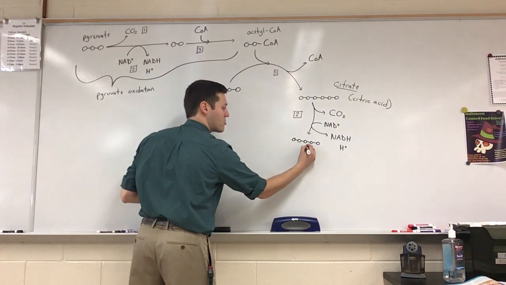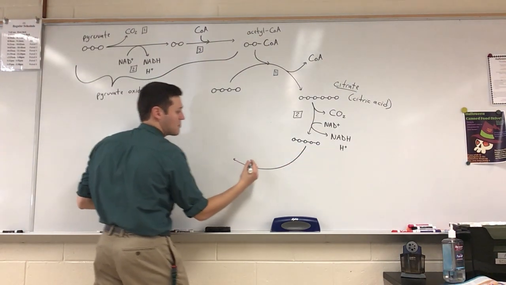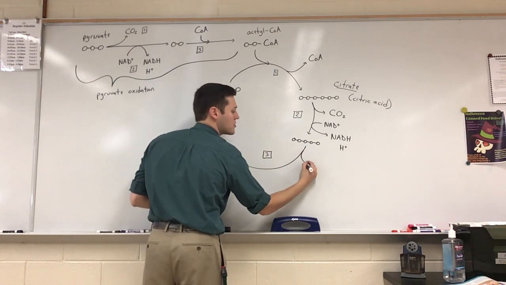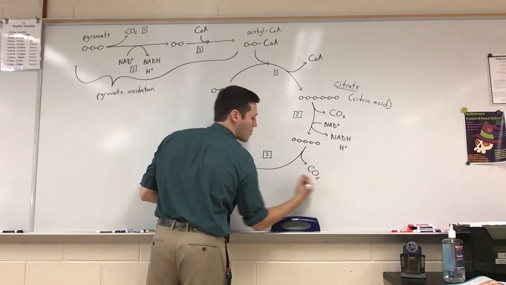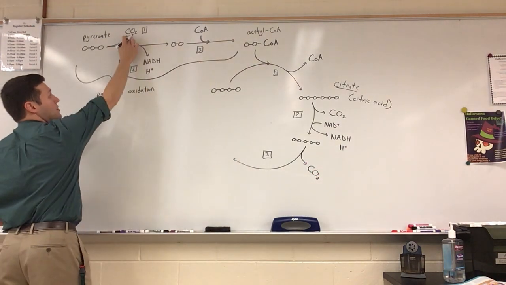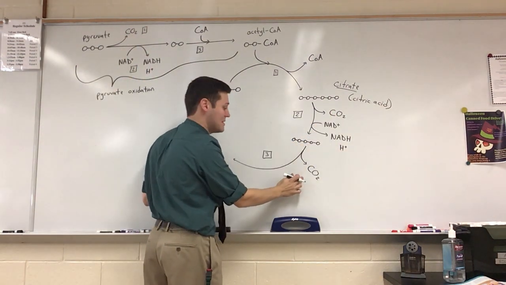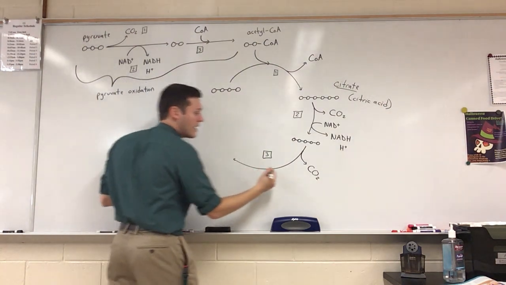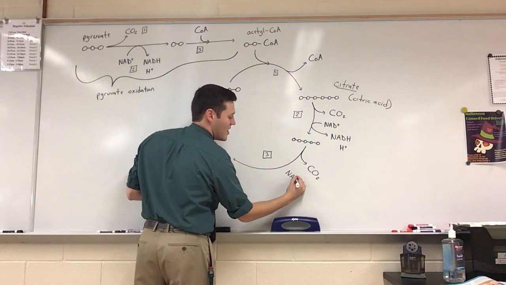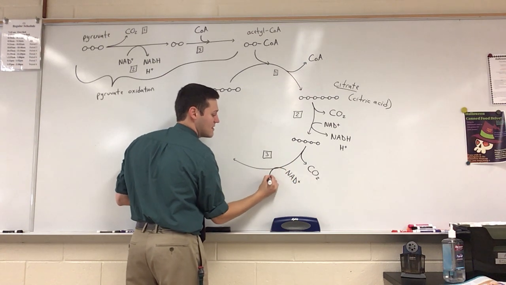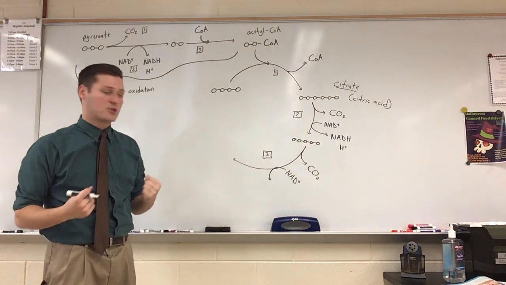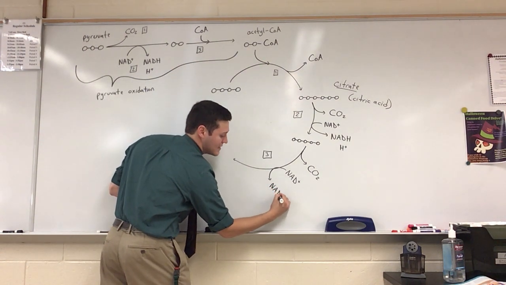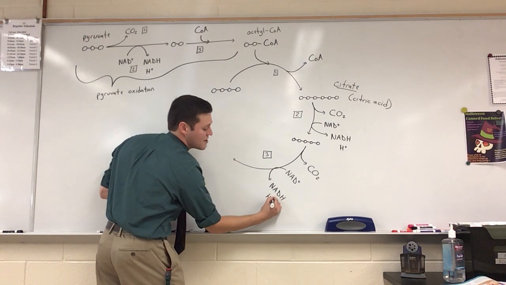So now in step 3, I'm going to make it kind of big because there's a lot that happens during step 3. We pull off another CO2. So this is the last carbon that we need to get rid of. So we got rid of 1 carbon, 2 carbons, and 3 carbons. So now we got rid of all the carbons that were originally in pyruvate. And we also take NAD+, pull off electrons, reduce NAD+ to become NADH, and of course an additional hydrogen ion.